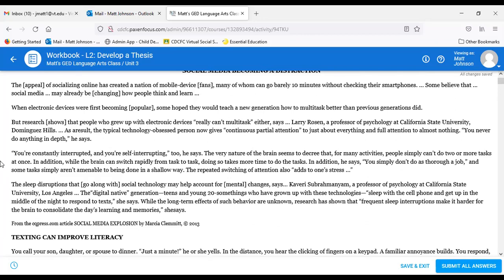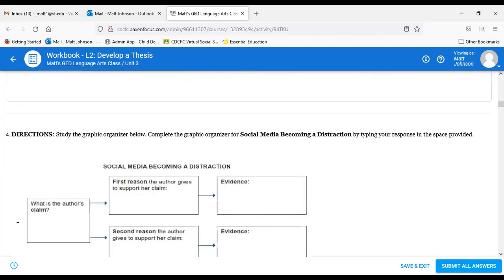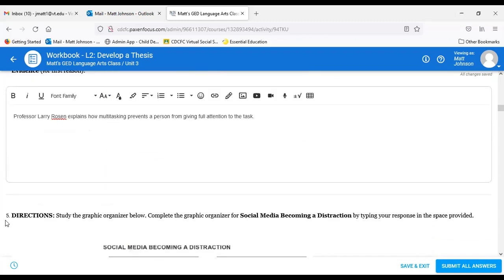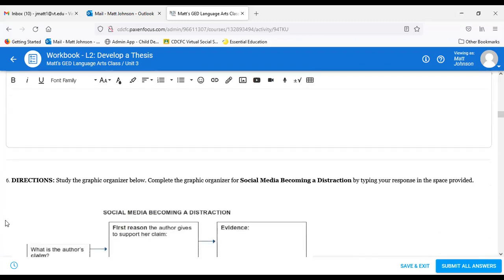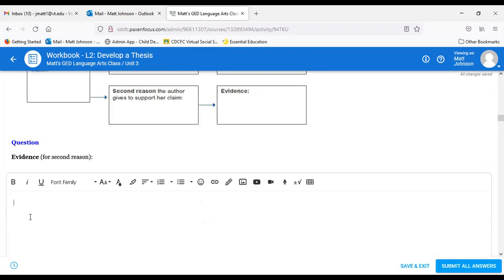Digital native generation, teens and young twenty-somethings who have grown up sleeping with a cell phone and getting up in the middle of the night to respond to texts. All right, so for 6, here we go. So digital natives. I grew up playing Nintendo. I don't, so I'm a digital native.